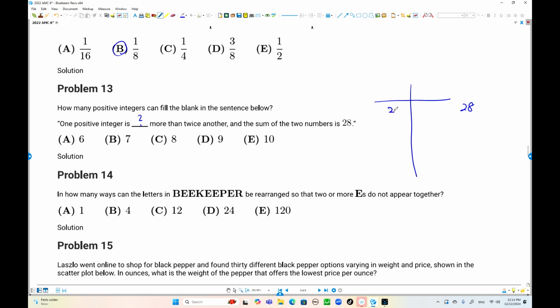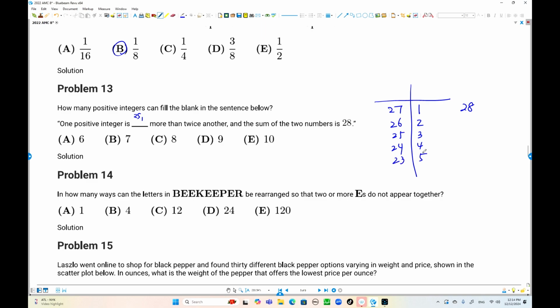So 27, 1, right? So 27 minus twice of this number, 25. Maybe the process, this number will be 25. The next one is about 26, this 2, right? This is working too, right? 25, 3. 24, 4. 23, 5.